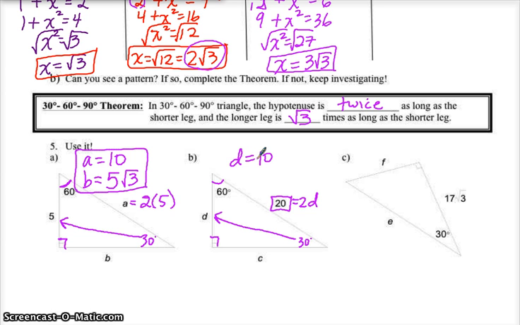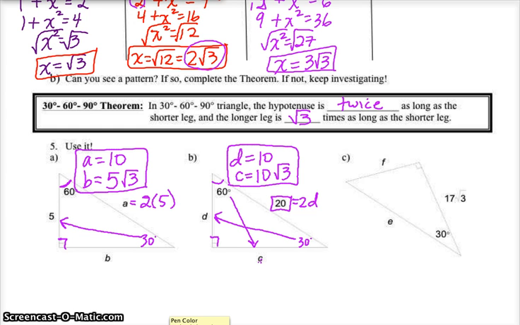And once you know the length of the shorter leg, you can find the length of the longer leg. The length of the longer leg is opposite the 60 degree angle. The length of the longer leg is the shorter leg, which is 10, times root 3. So it's 10 root 3.